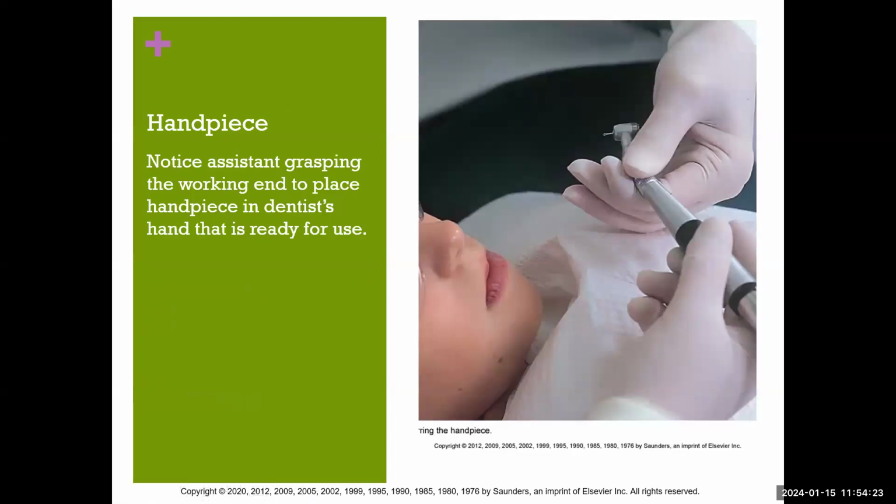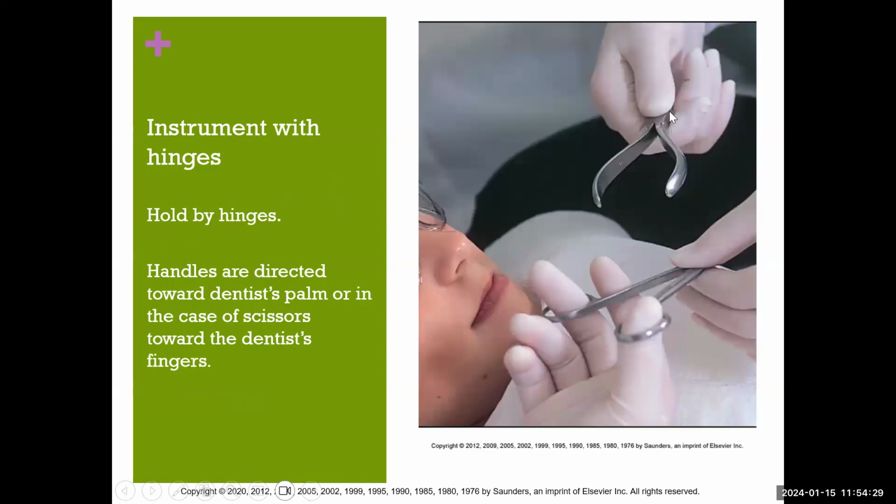Handpiece, this is how you hand over the handpiece. The working end is towards you. So instruments with hinges, you will hold on to the working end. For example, here is the hemostat, so that the operator can immediately engage into the two holes of, for example, this hemostat or scissors you have here.